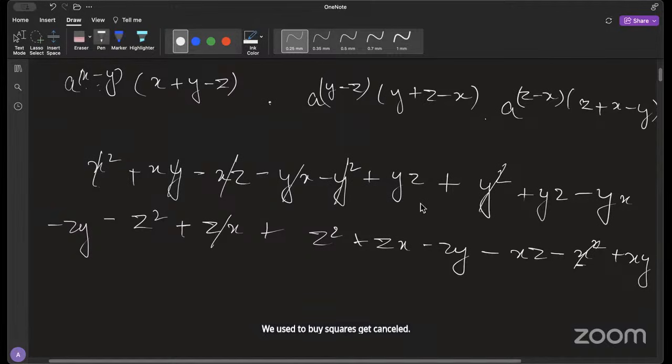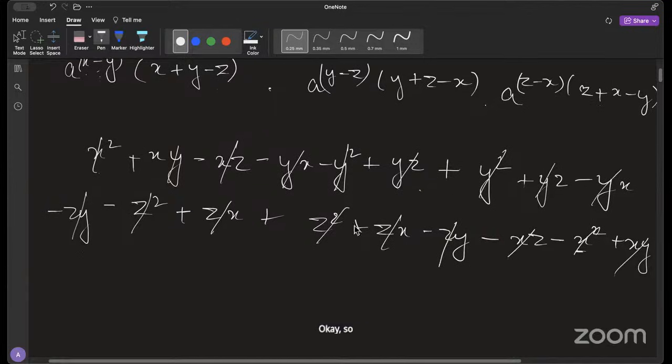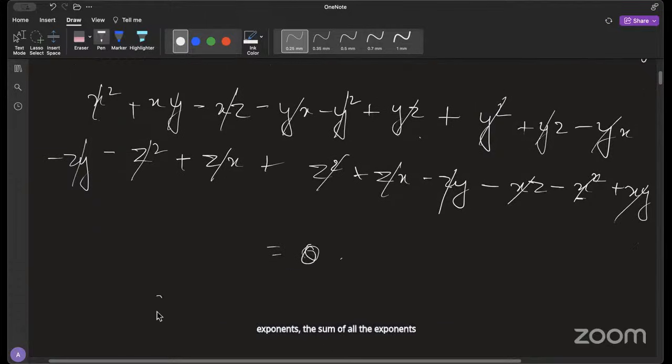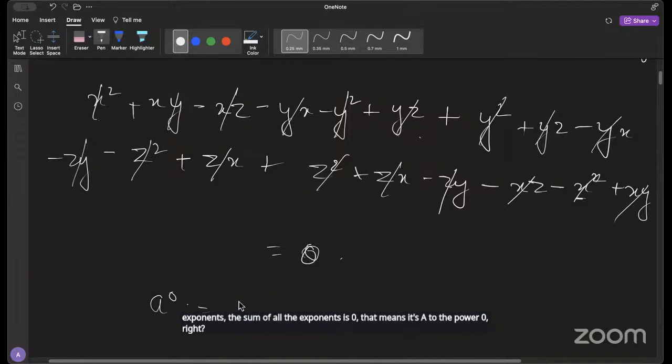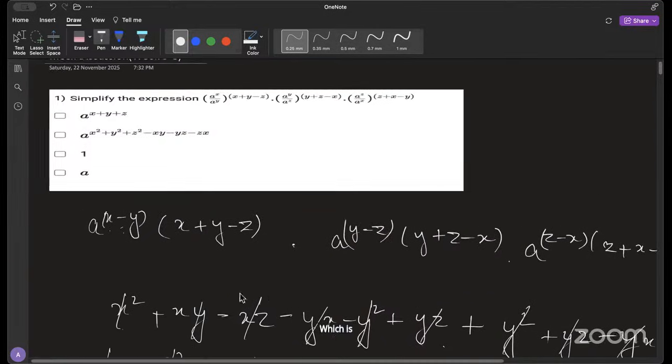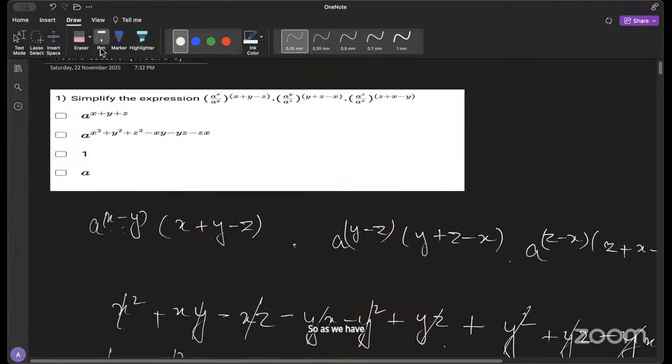Cancel. YZ and ZY, these two get cancelled. Okay, so all terms have been cancelled. That means the sum of all the exponents is 0. That means it's a to the power 0, right? Which is 1. So as we have this in the third option, this option should be correct.